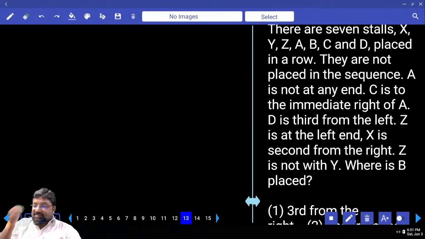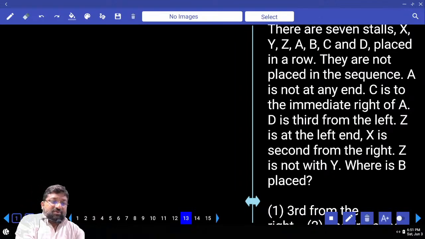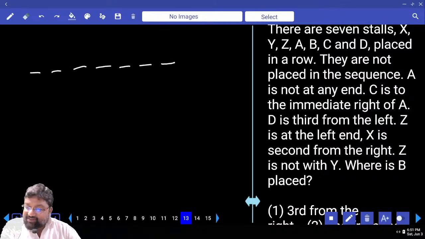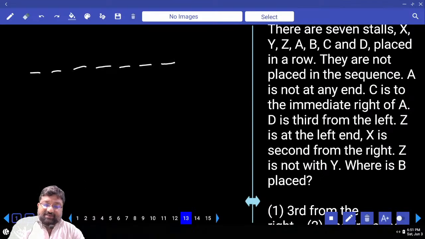There are 7 stalls X, Y, Z, A, B, C, D placed in a row. They are not placed in a sequence. A is not at any end. So now how many stalls? 7 stalls placed in a row. 1, 2, 3, 4, 5, 6, 7. A is not placed at either end.